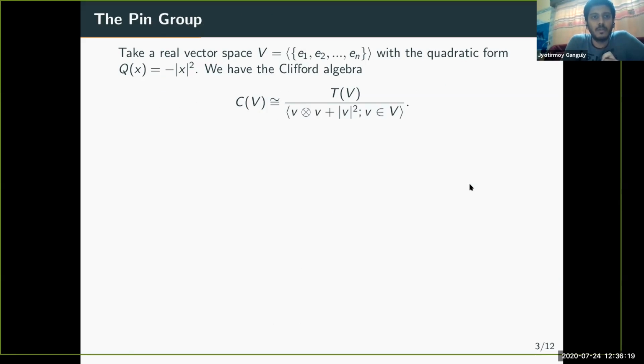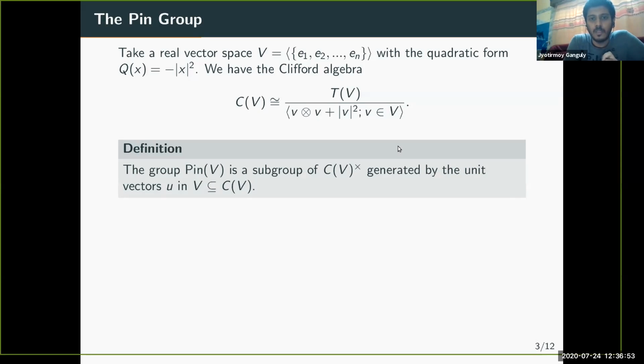So here I will briefly discuss the pin group. You take the real vector space V with the standard basis E1, E2 up to En, and associate the negative definite quadratic form with V. One can define the Clifford algebra C(V), which is the quotient of the tensor algebra by the ideal generated by the elements of the form v tensor v plus mod v squared, for elements v in V. Without going into much detail, one can define the pin group in this simple way. The pin group is a subgroup of the group of units of the Clifford algebra, which is generated by the unit vectors in the vector space V, which also lies inside the Clifford algebra C(V).